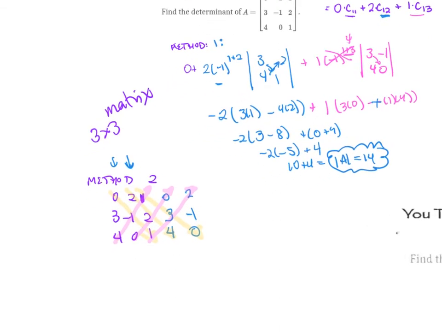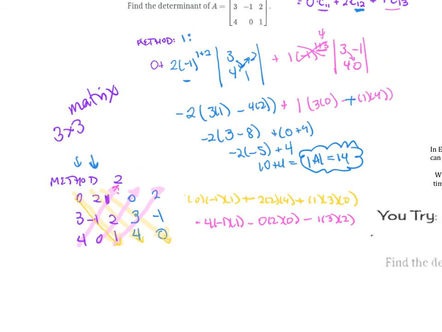So let's try that. So let's multiply this out. I'm going to write all the numbers. So I'm starting with going down here, this one. So this is 0 times negative 1 times 1 plus 2 times 2 times 4 plus 1 times 3 times 0. So those are the 3 diagonals. Then we're going to subtract the diagonals going upwards. So this is minus 4 times negative 1 times 1 minus 0 times 2 times 0 minus 1 times 3 times 2.